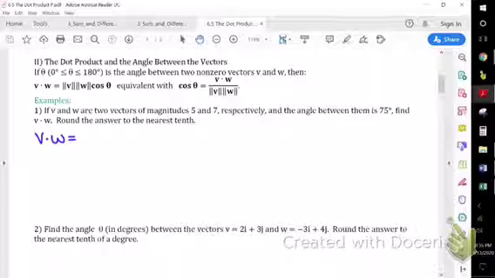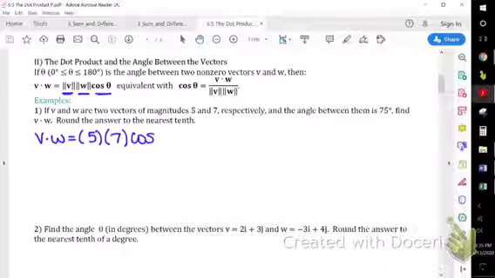So the formula tells us we're going to take the magnitude of vector v, so that's going to be 5. And we're going to multiply that times the magnitude of vector w, which is 7. And we're going to multiply all that times cosine of the angle in between them, which is 75 degrees. And if you want to, you can go ahead and simplify this a little bit. 5 times 7 is 35.